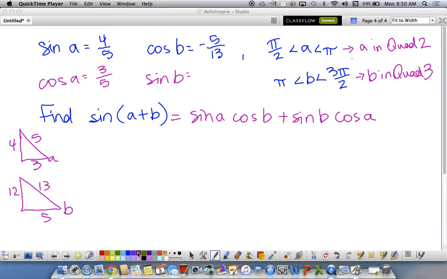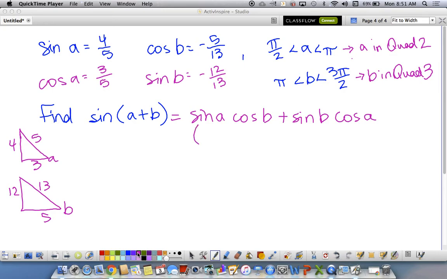Okay, I did not hear. Zach, what is sine B? Isn't that 12 over 13? That's a big negative. There will be a negative 12 over 13. So do we have everything to plug into our equation? Yes, let's plug it in.